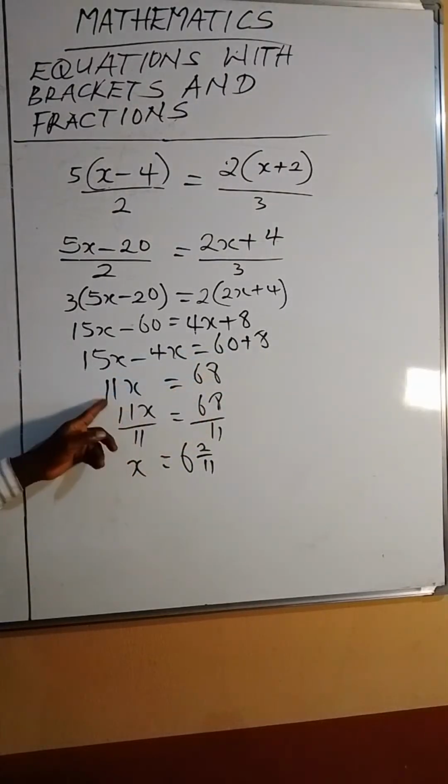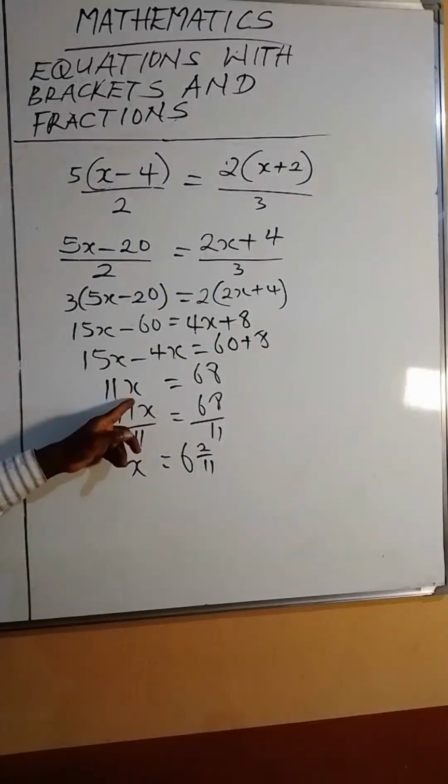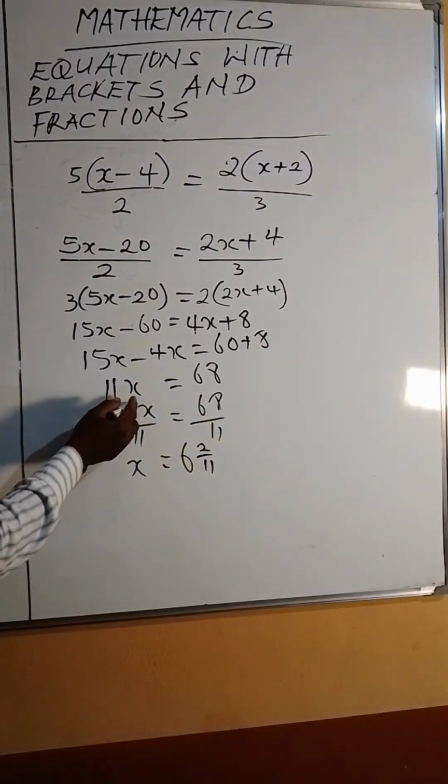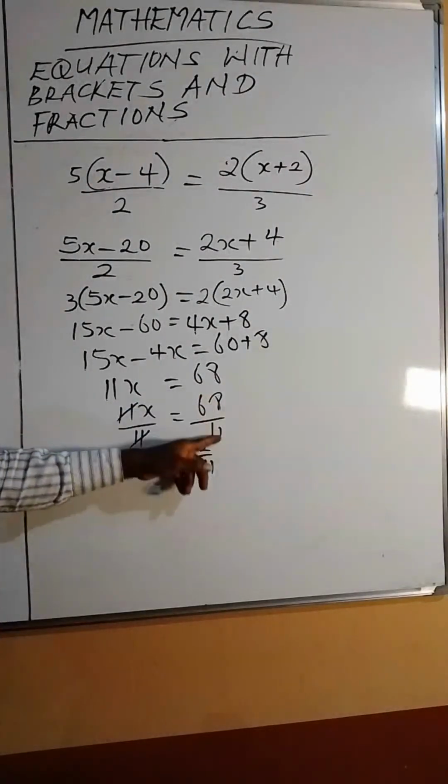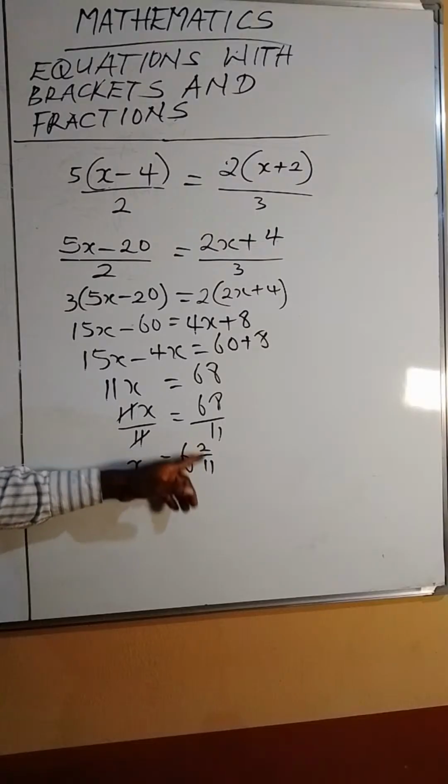Then we can divide both sides by 11 since we are looking for the value of x. So we have divided by 11 here. 11 here, we strike out this 11. These two will strike themselves out. We'll be left with only x here. Then 68 divided by 11 is 6 whole number, 2 over 11.